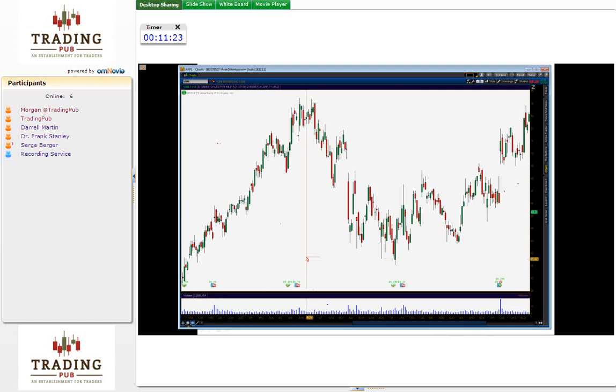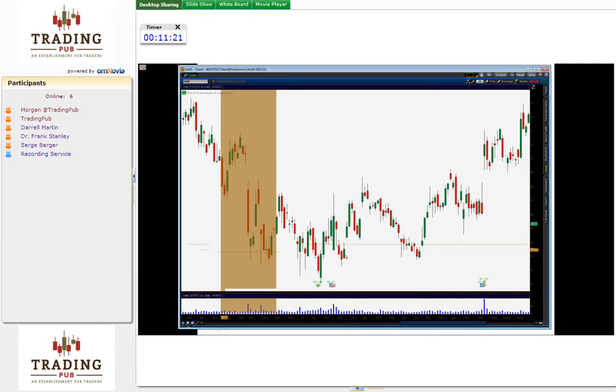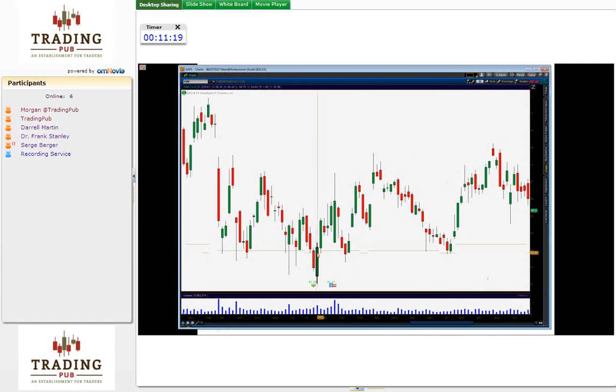Rosa, the candle that got me into the trade is this one here. And Mark, yes, it'll be recorded and sent to everyone. This one here on the 3rd of May.